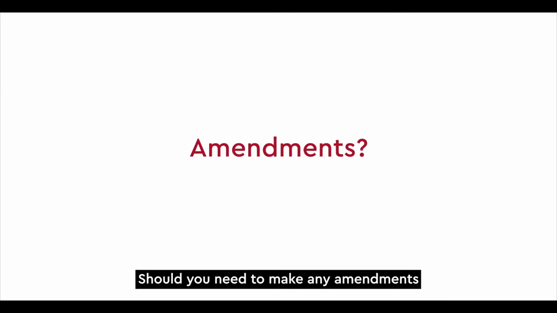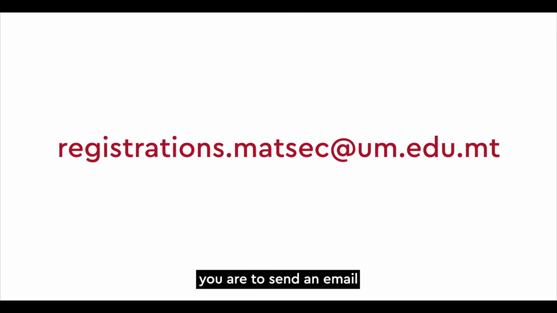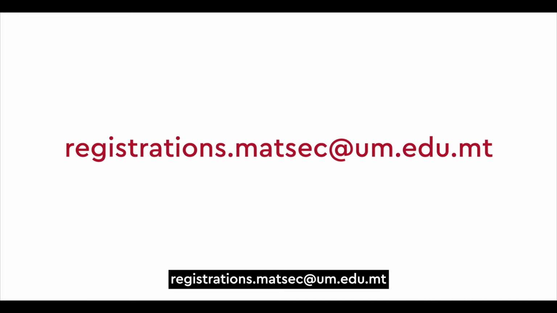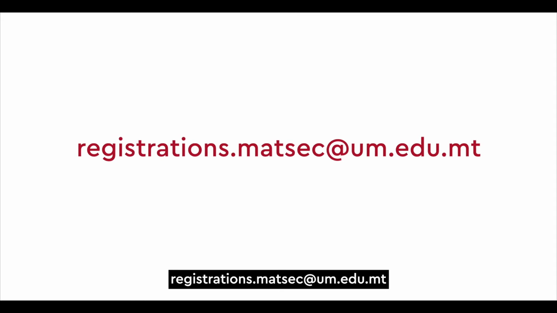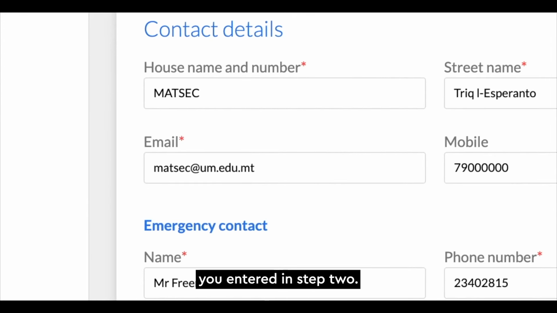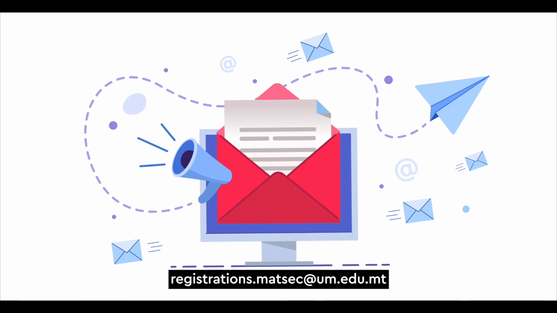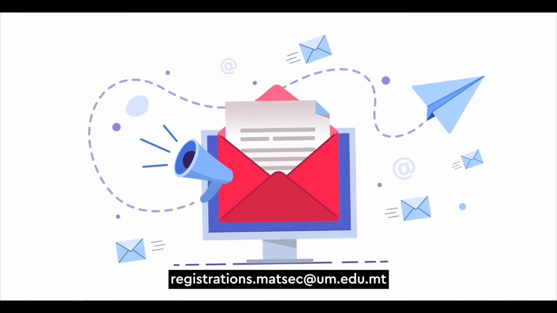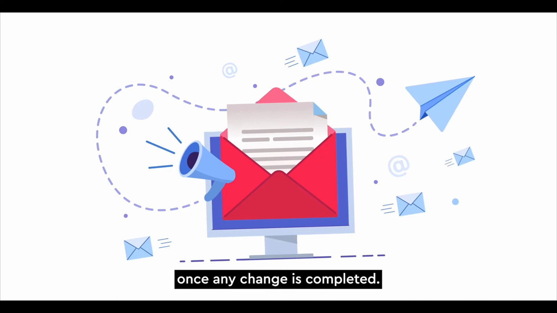Should you need to make any amendments to your registrations once completed, you are to send an email to registrations.matsec@um.edu.mt from the email address you entered in Step 2. You will receive a confirmation email from registrations.matsec@um.edu.mt once any change is completed.